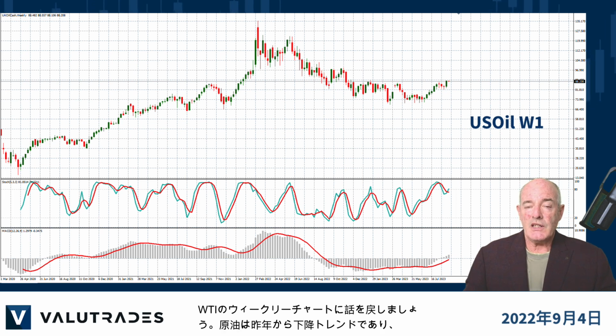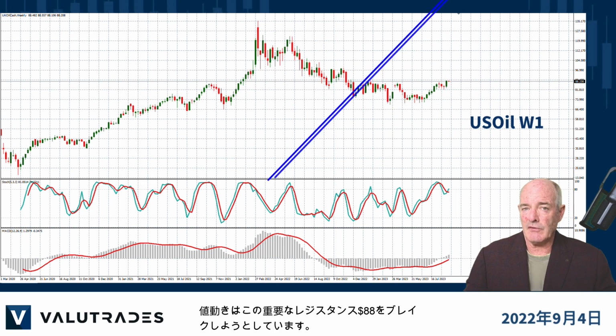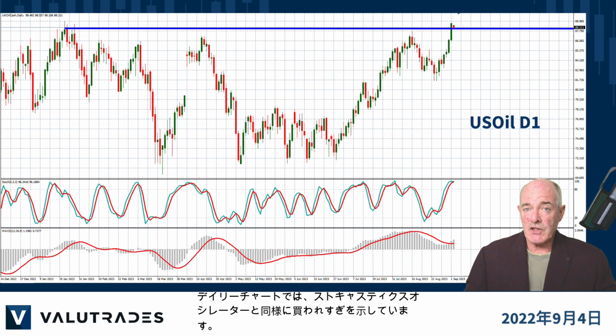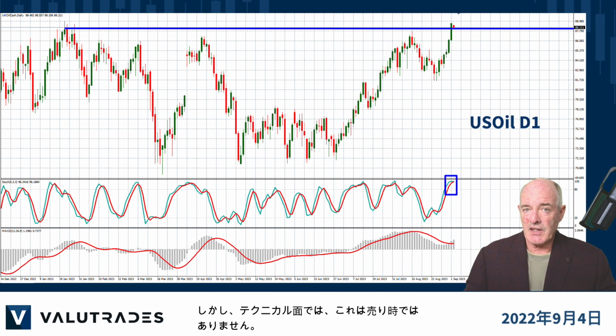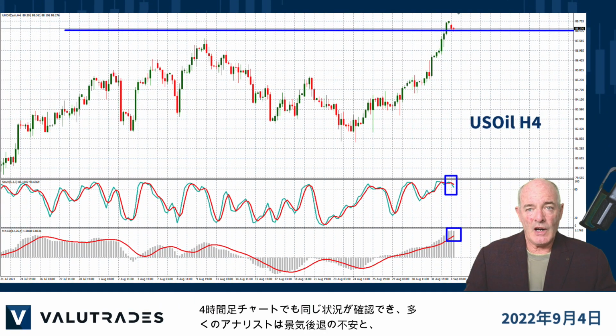Getting back to WTI on the weekly chart, we can see that crude is still in a downtrend from last year with price action trying to break this key level of resistance at $88. The daily chart tells the same story, and we can see that on both charts the stochastic oscillator is overbought. However, this is not the time to sell from the technical aspect. We will want to wait for a downturn in our indicators and perhaps the signal line of the MACD moving out of the histogram.